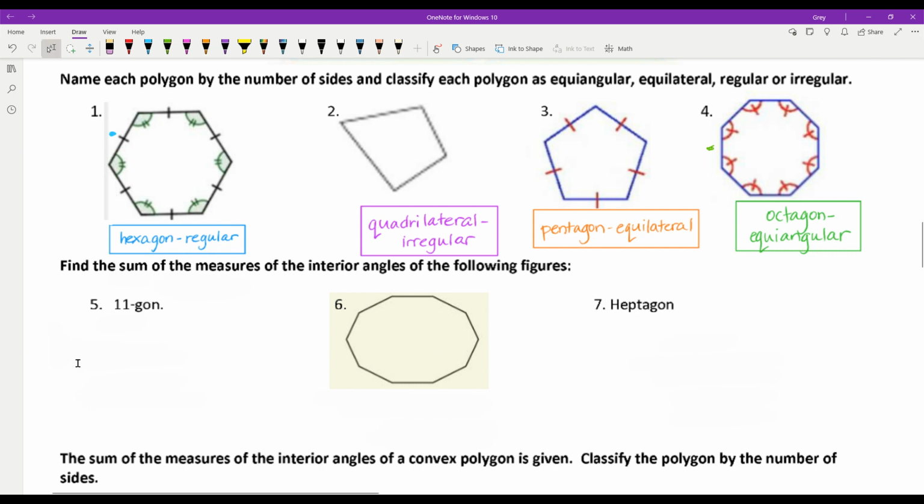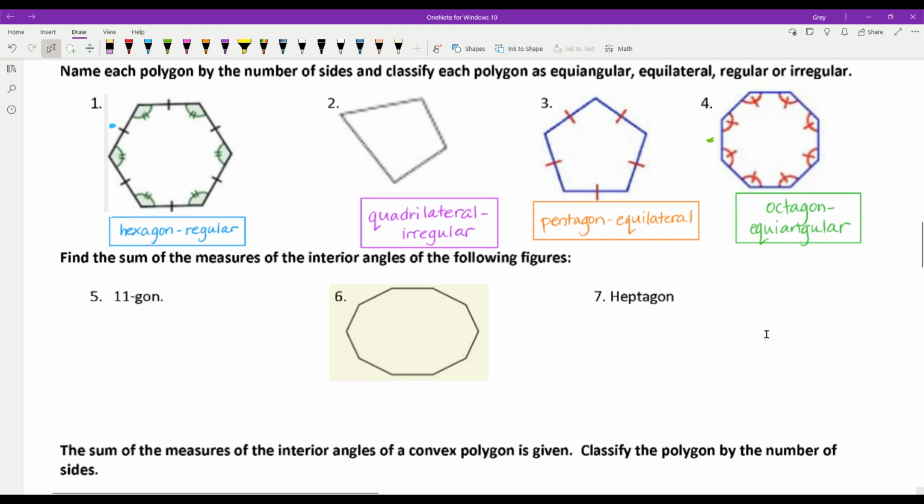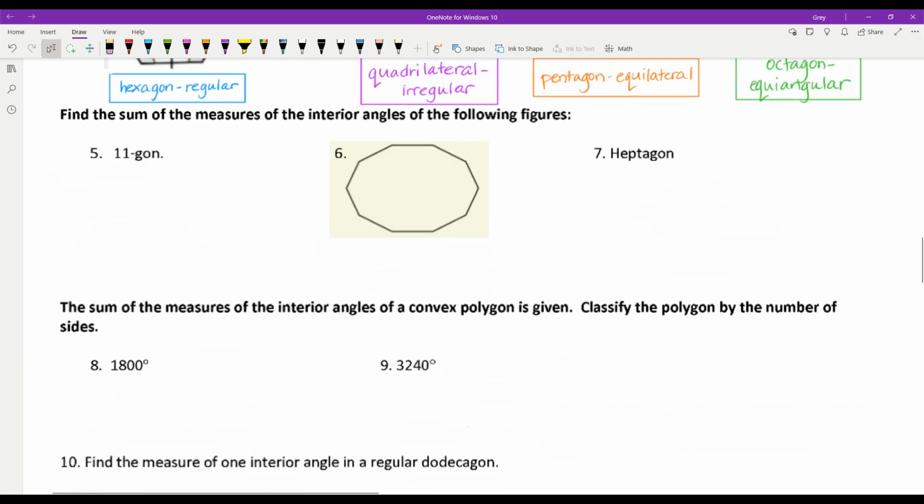Okay. Find the sum of the measures of the interior angles of the following figures. So you have to know this formula. Easiest way to learn it is to write it down every time you do a problem.